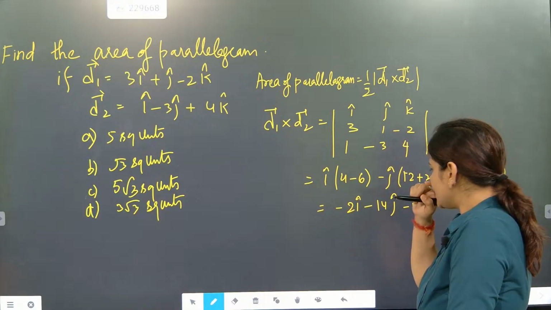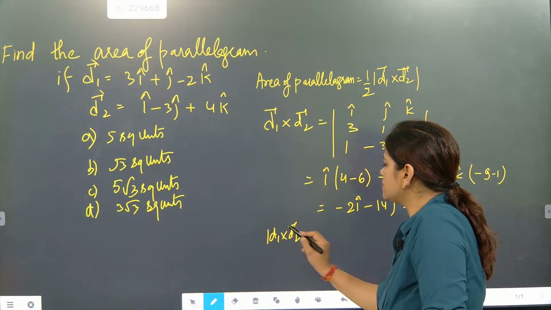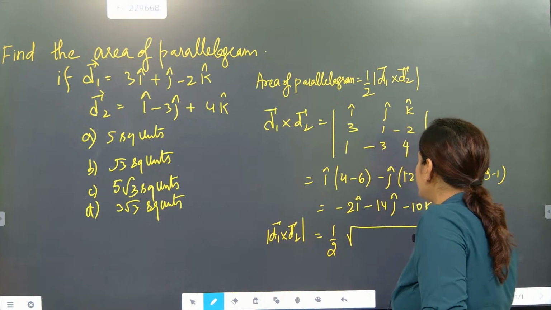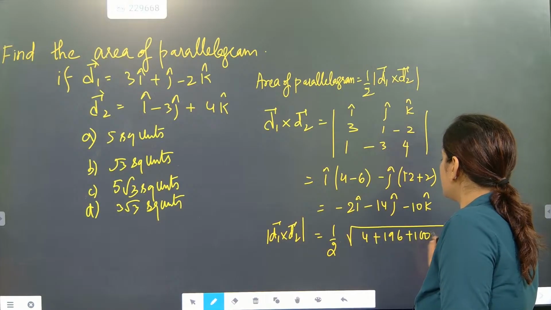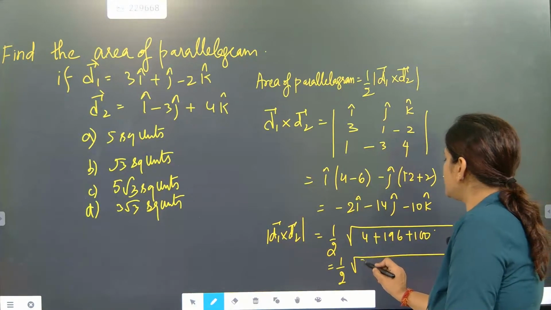Okay. So now d1 cross d2, when we do it like this, 1 by 2 times the magnitude, which means root of 4 plus 196 plus 100. Let's check this one out. It is coming as 300.